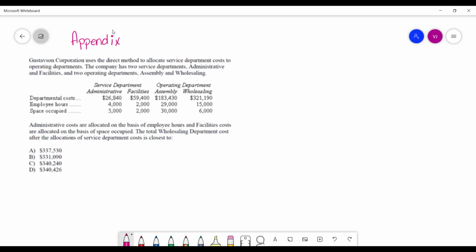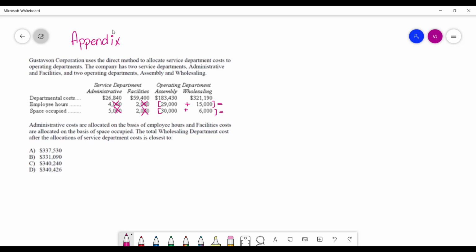So let's take a look at how we do this, using the direct method. The first thing I want you to get in the habit of, so we can ignore numbers we don't need, is crossing out the employee hours used by the administrative and facilities departments, because we're not allocating anything to these, as well as their space occupied. With the direct method, we're only concerned with the employee hours and the space occupied used by both operating departments.